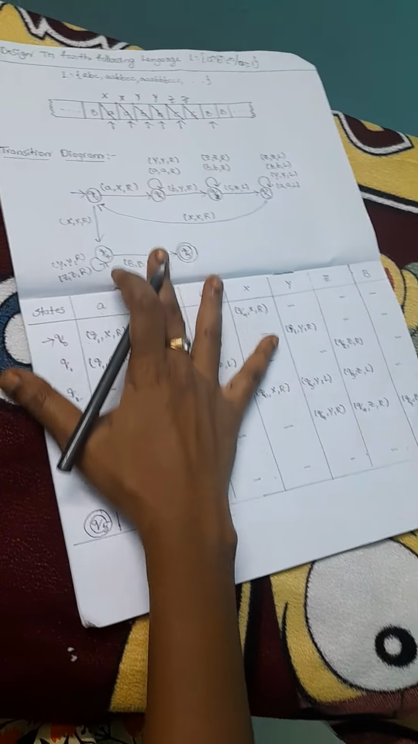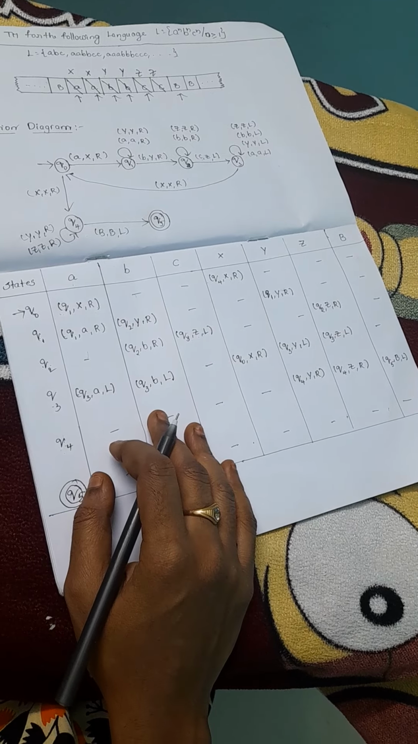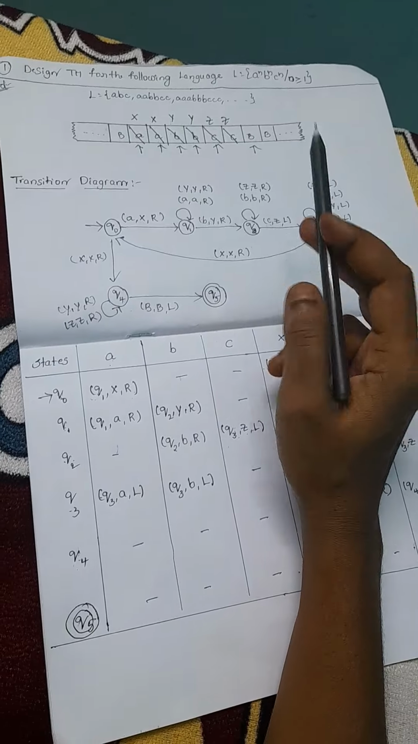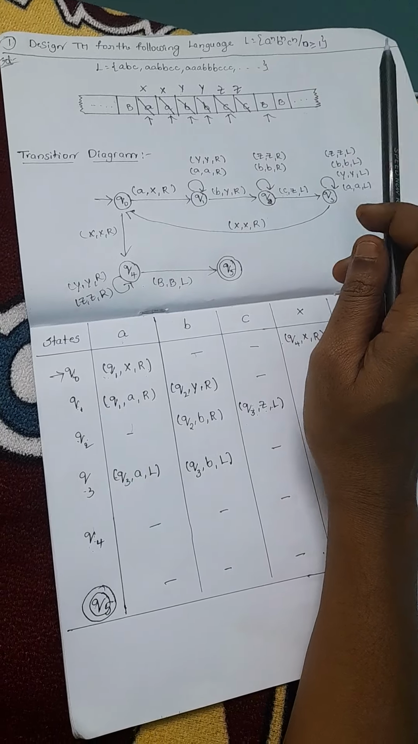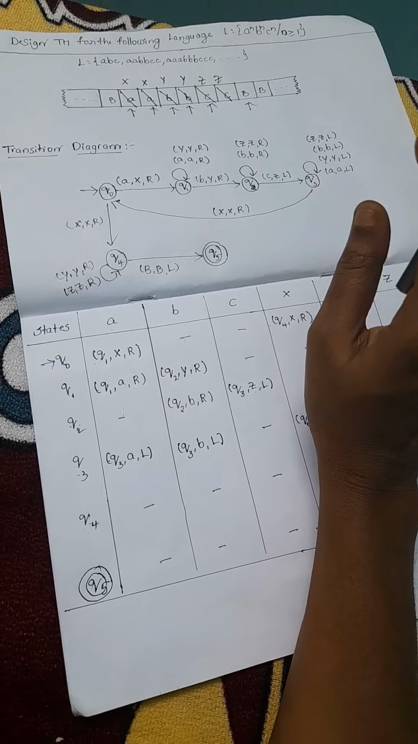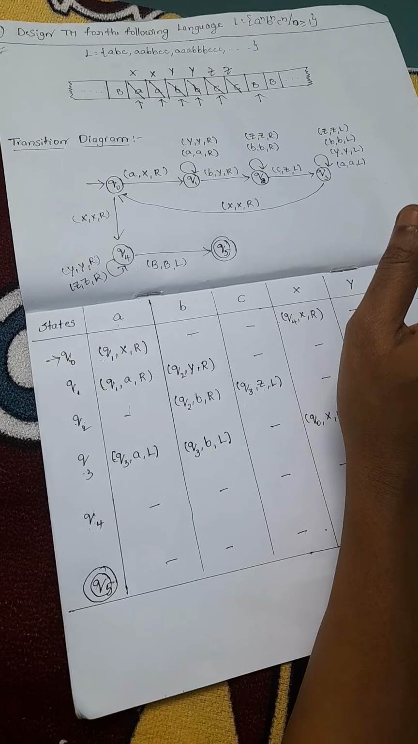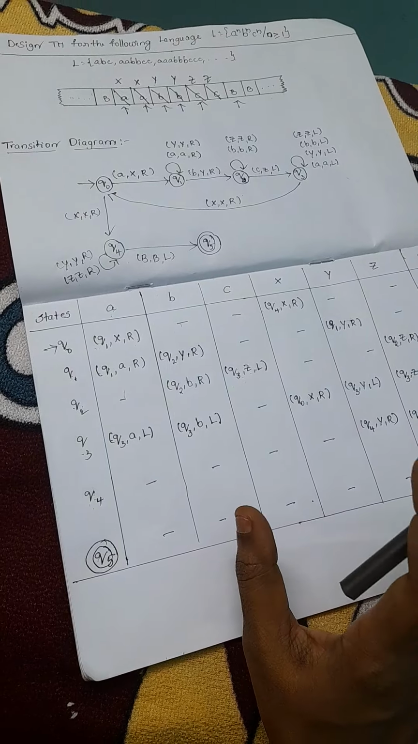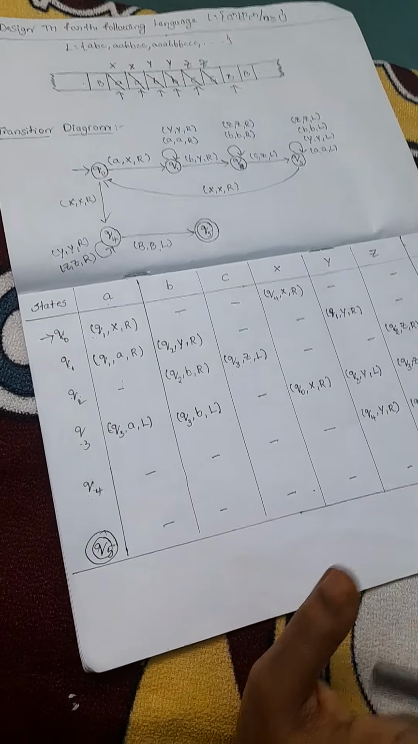Okay, so this is the overall design or construction of the Turing machine for this language. Instead of this language, if they have given 0, 1, 2 or 1, 2, 3, whatever combination they have given, you need not worry about it. You just follow the same scenario, and you will be able to solve any type of problem in these constructions.